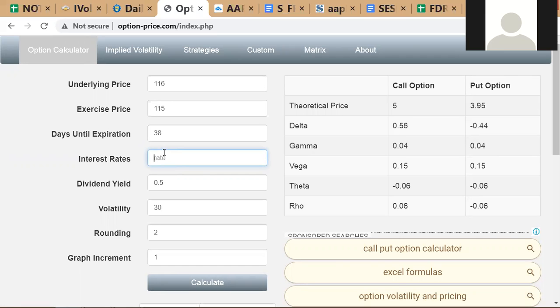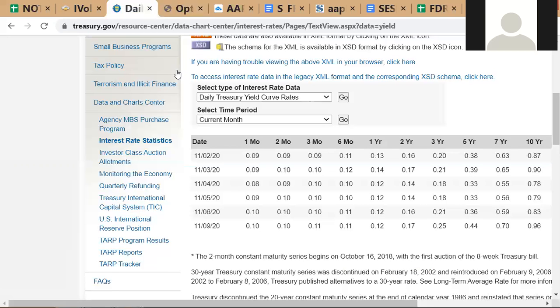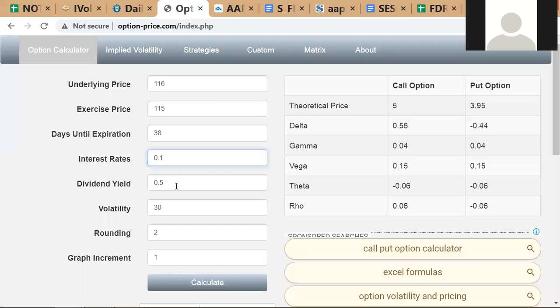So if it is 0.1, you have to enter 0.1 actually. Because you can see here, this is 0.1, so you have to enter 0.1 here. Okay, dividend.